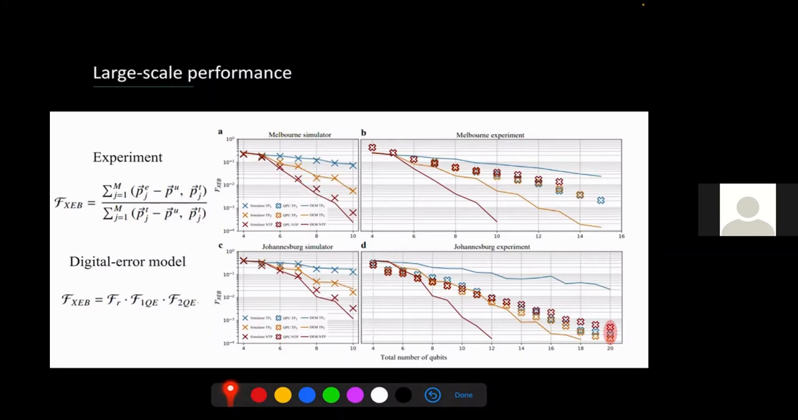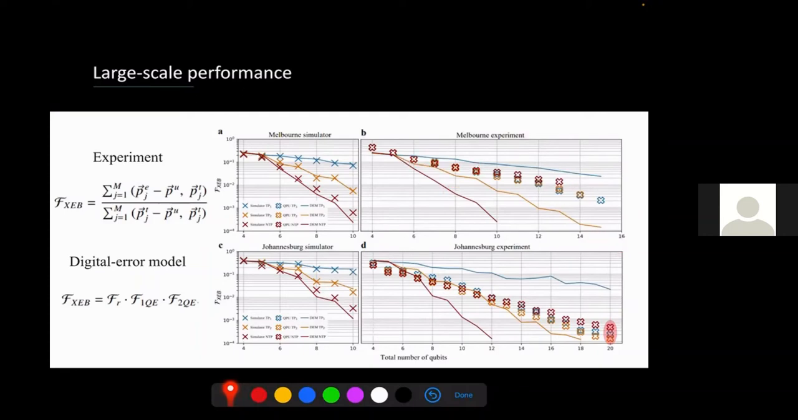We analyzed two IBM Q processors, open access QPUs, Melbourne and Johannesburg. Here you can see the noise model results in crosses, and the lines are the digital error model. You can see that the digital error model actually works for a noisy simulator, because these crosses are for simulation. But on the right hand side, these two frames are experimental results. And here you can see that the digital model fails to predict the behavior of the fidelity with the increase of the matrix size.